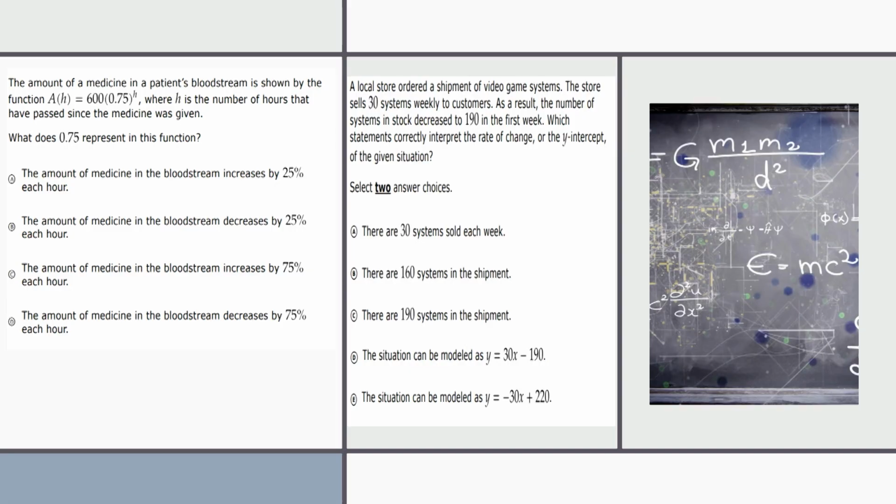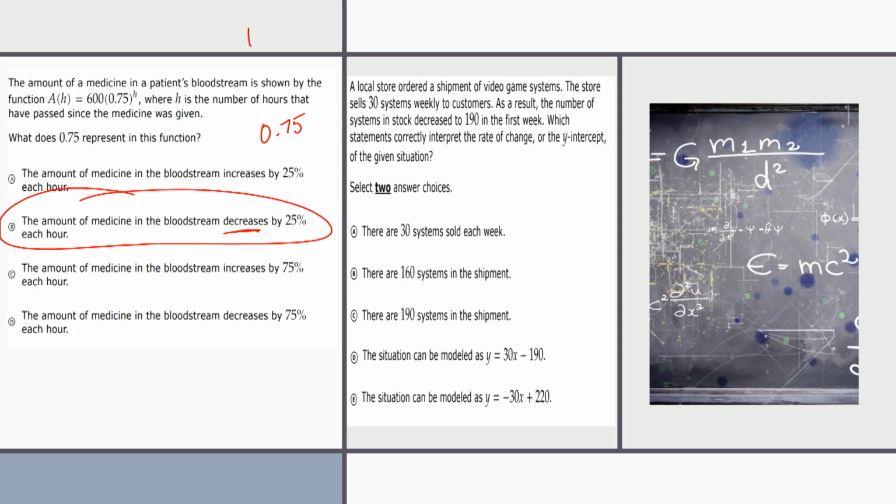Well, what it means is out of 1, 0.75 I am using. That means that's what's left. 75% of the medication is left. Therefore, I can say the amount of medicine in the bloodstream decreases by 25% each hour. Good job.